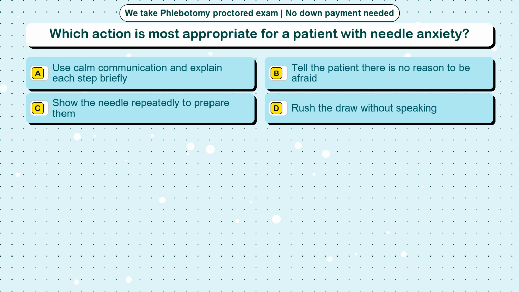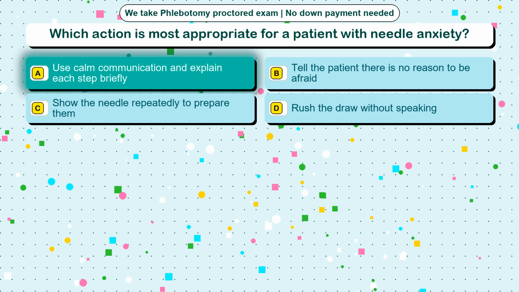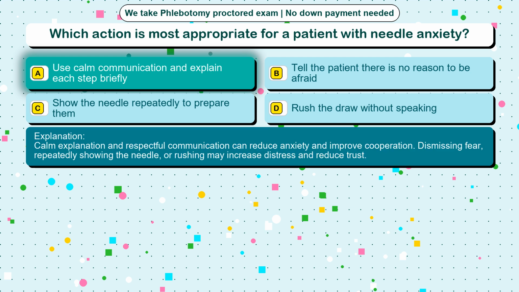Question 79. Which action is most appropriate for a patient with needle anxiety? Option A. Use calm communication and explain each step briefly. Option B. Tell the patient there is no reason to be afraid. Option C. Show the needle repeatedly to prepare them. Option D. Rush the draw without speaking. The correct answer is option A. Use calm communication and explain each step briefly. Calm explanation and respectful communication can reduce anxiety and improve cooperation. Dismissing fear, repeatedly showing the needle, or rushing may increase distress and reduce trust.